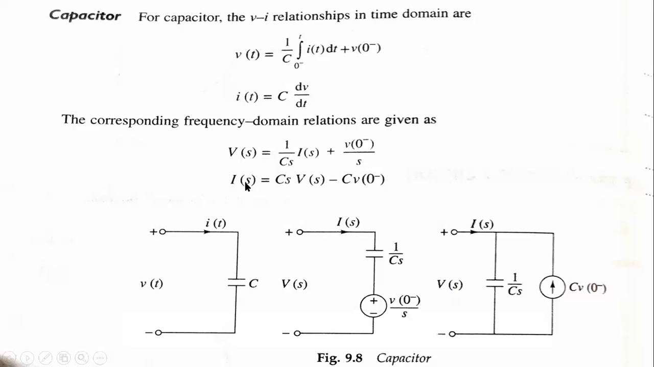Similarly, I of s is here, C of s of V of s will be here, and this dv by dt is nothing but C into V of s minus the initial and the final. These two are the initial and the final, that is 0 minus and the final.